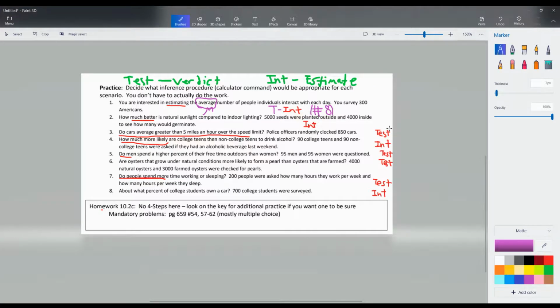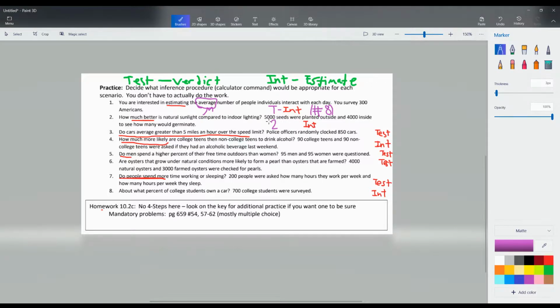All right, number 2. How much better is natural sunlight compared to indoor lighting? We have 5,000 seeds planted outdoors and 4,000 that are inside, and we're going to look at how many will germinate. First of all, the easy part of this is deciding if it's one group or two. This is definitely a two group problem. You have outside seeds, you have inside seeds. The tricky thing on this, and the wording on some of these is a little bit poor, is whether we're analyzing an average or a proportion. So how much better is natural sunlight compared to indoor? If I was going to look at the average number of seeds to germinate under each group, I could make this a 2 sample t interval and be okay.